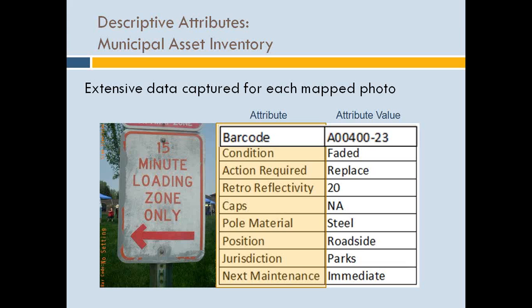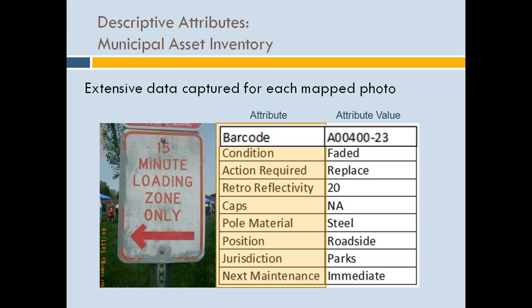Captured attributes can significantly contribute to the quality and soundness of your decisions. The system that we'll demonstrate today captures and maps GPS coordinates, barcodes, and alphanumeric information about the object or the subject of the photograph. This is an example of a city street sign inventory.